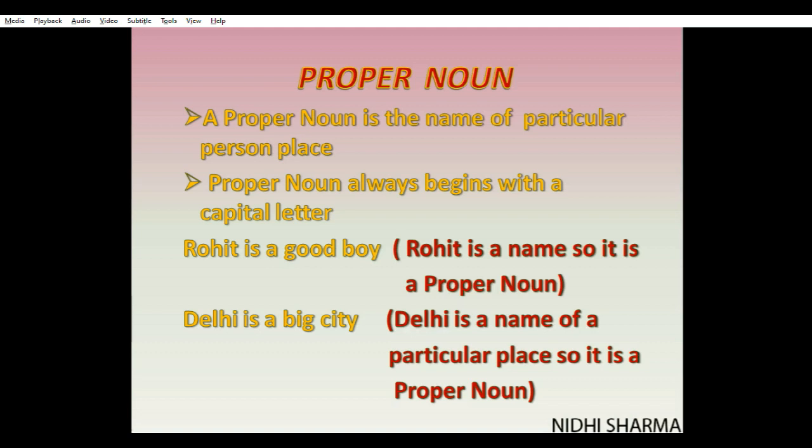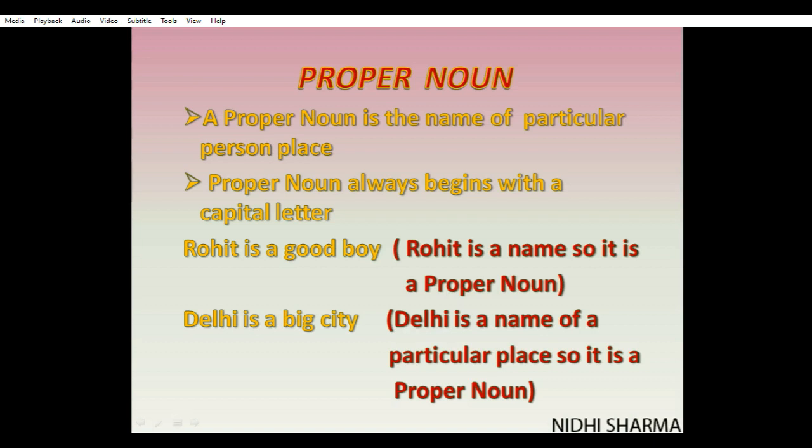So, the definition of a proper noun is noun that identifies a single entity and is used to refer to that entity. Proper nouns are always capitalized, no matter where they fall in a sentence. Let us see some more examples. Alex is a wonderful player. So here Alex is a name. So Alex is a proper noun.